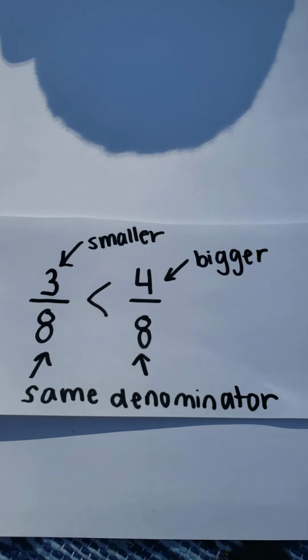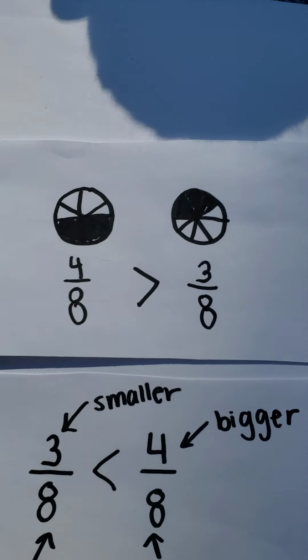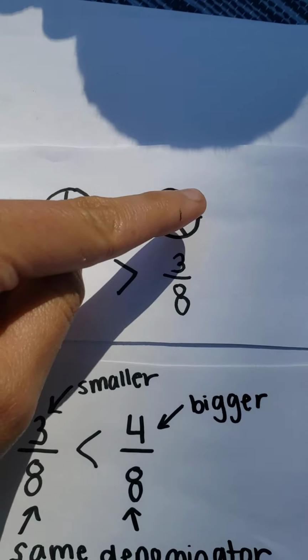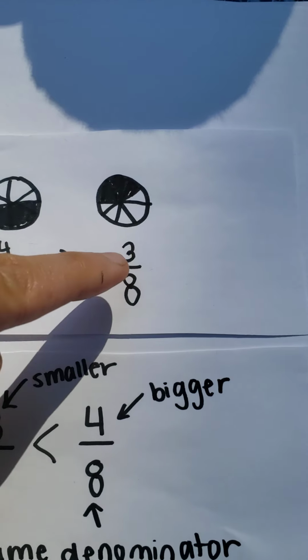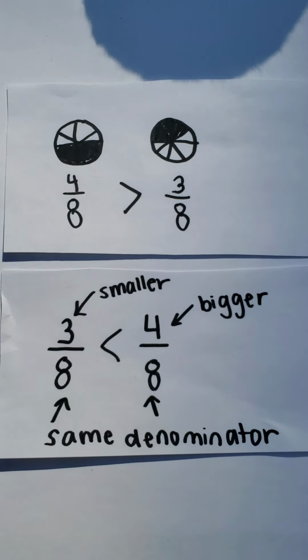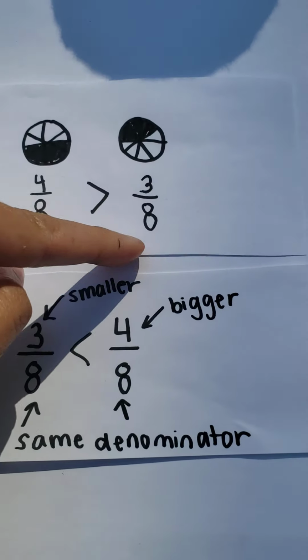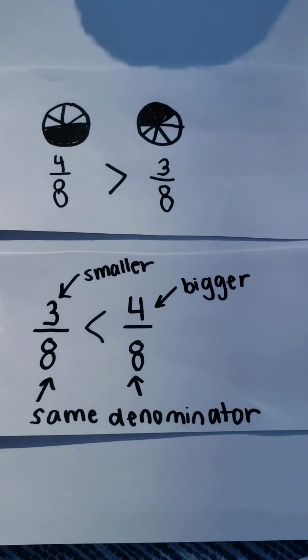All right, let's see your work, Skittles. Skittles used a circular model to show 4 out of 8 parts colored in, or 3 out of 8 parts colored in. 4/8 is greater than 3/8. Our contestants agree. 4 out of 8 is bigger than 3 out of 8. 3 out of 8 is smaller than 4 out of 8.